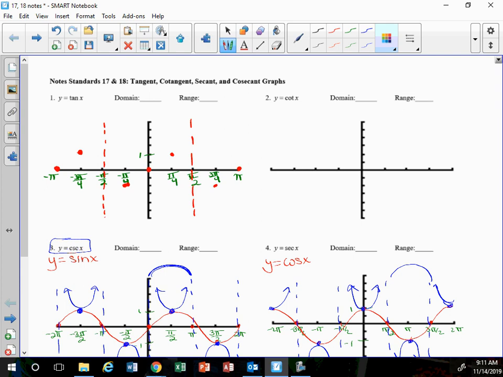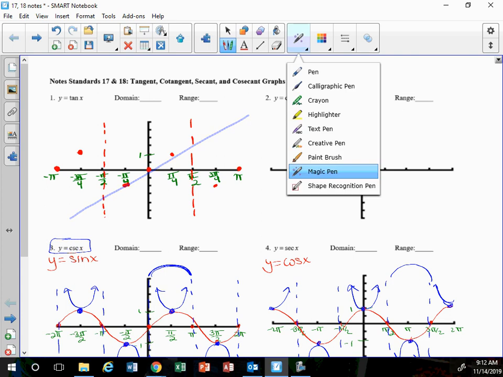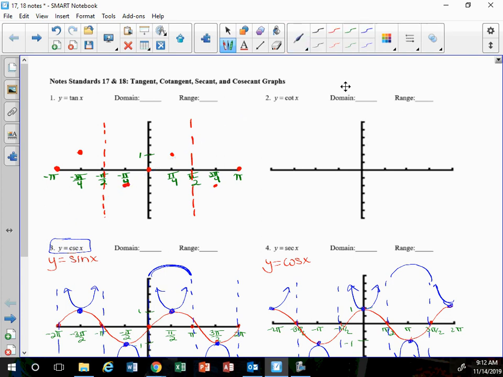It's not real pretty. Do you think I connect it like that? No? Probably not, right? We got some asymptotes going on there. So, that's the magic pen, okay? It's going to look like this. Whoa. Tricky. That's pretty. There we go.